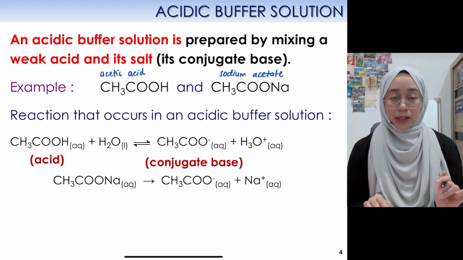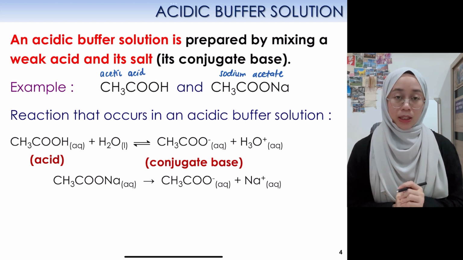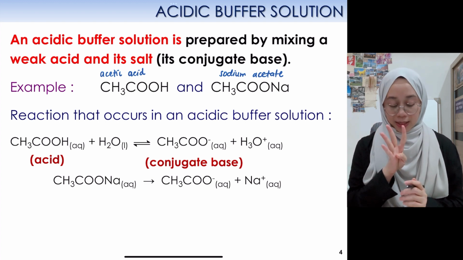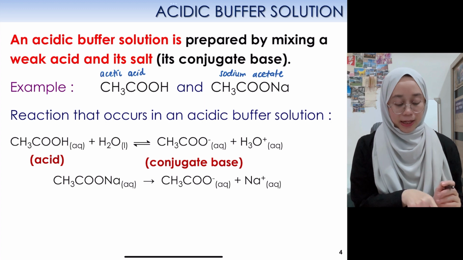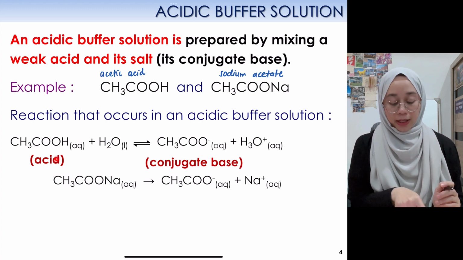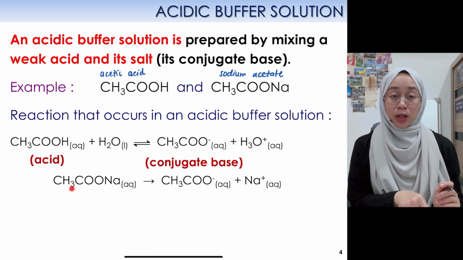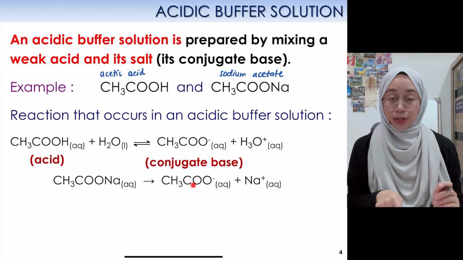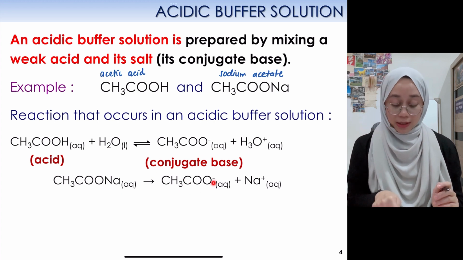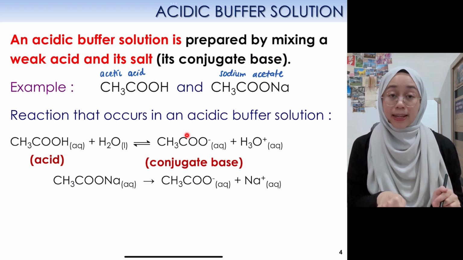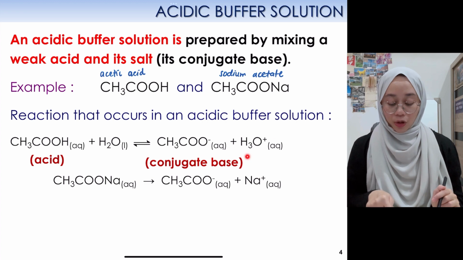Okay, jadi basically class, dalam kita punya solution kita ada 4 benda sebenarnya. Apa yang kita ada adalah kita ada acid kita kat sini. Okay, kita ada kita punya conjugate base. So as you can see daripada kita punya salt ni tadi akan terhasil CH3COO- juga, which is the conjugate base yang terhasil daripada acid tu tadi. Okay, and kita ada H3O+ dengan Na+.